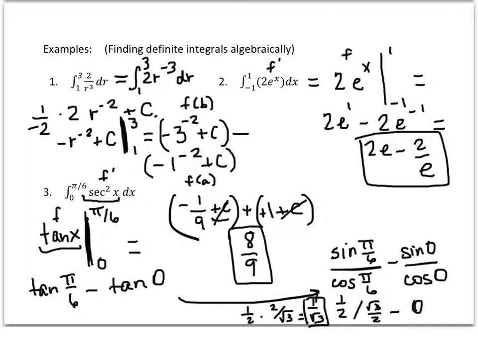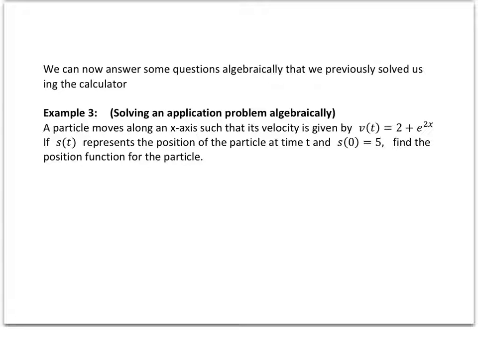We can also do application problems now by hand. So here is an example of an application problem that we can answer algebraically without the calculator. This is our familiar context of velocity given by it. S of t represents position. So here's my derivative function. Here's my original function. At the particle at time t, and S of 0 is 5, so there's an initial condition. Find the position function for the particle.